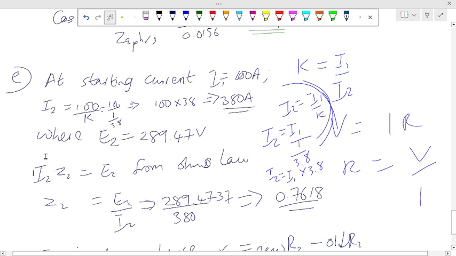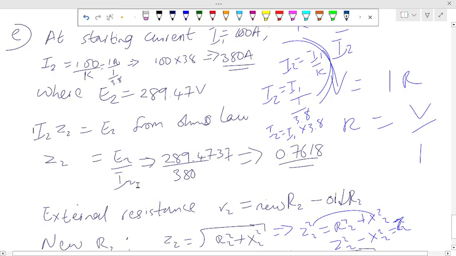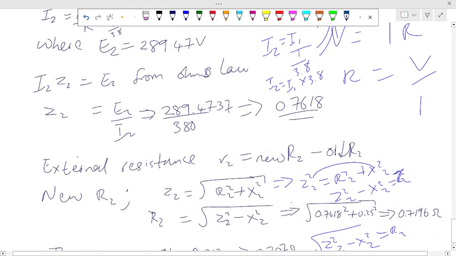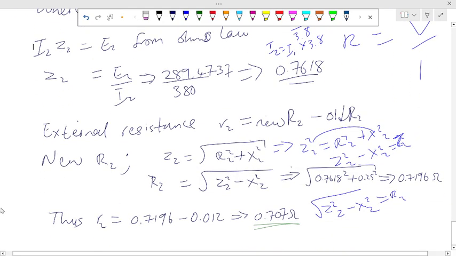So of course, from Ohm's law, E2 is what? I2 Z2, and then we just make Z2 subject formula, which is this. So from this we have gotten what? Z2 to be this guy. Now this is the point where we talk about the external resistance. So the external resistance, let's use small letter r.